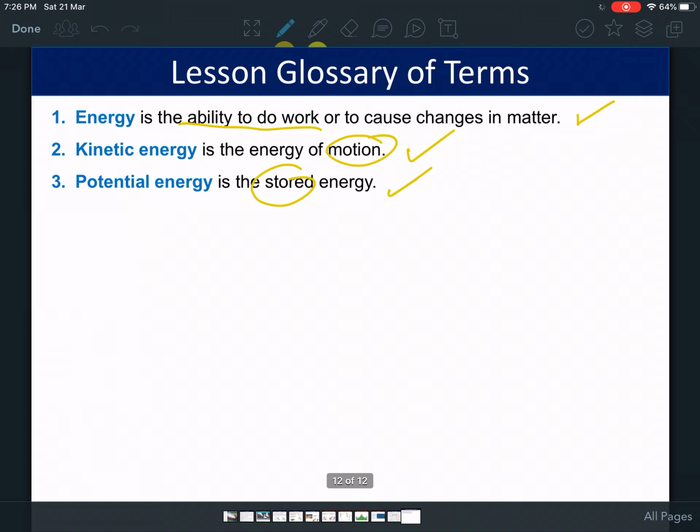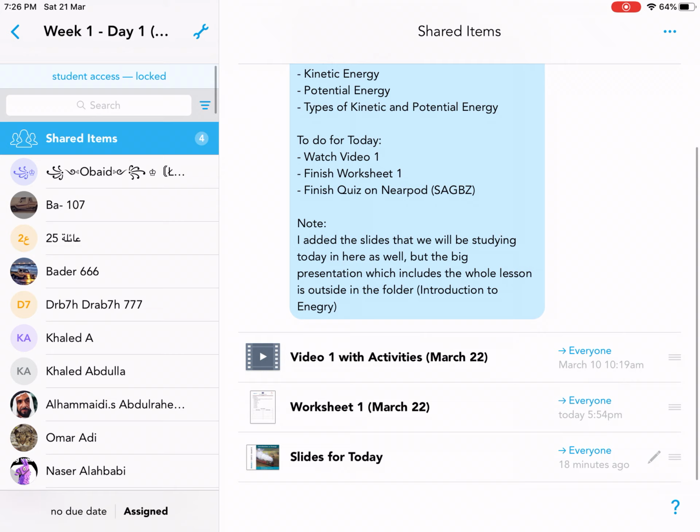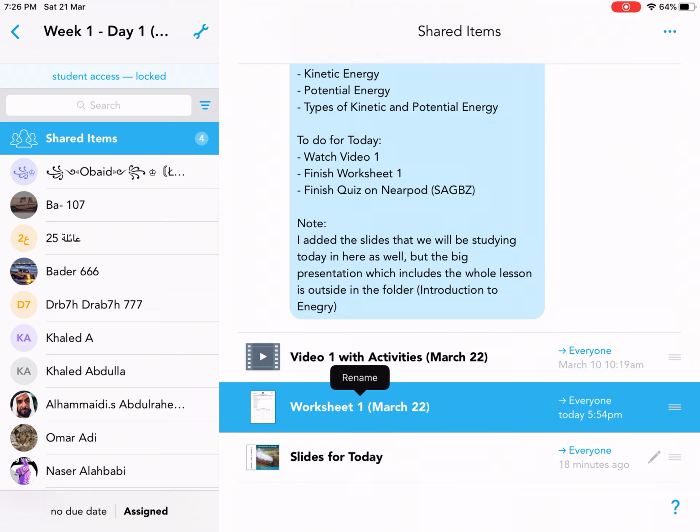Okay, I'm going to show you outside how you're going to be doing the worksheet. Sorry, we have to wait a little bit because it's not closing yet. All right, closed. Now this is the worksheet that you have to do. So you open the worksheet.